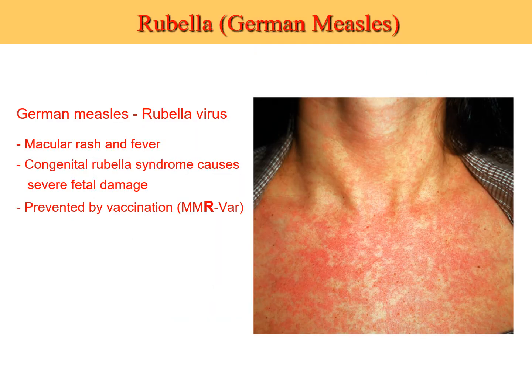German measles, which is the R in MMR vaccine, is called rubella. Measles is also called rubeola, but German measles is called rubella. It also causes a macular rash, quite similar in appearance to measles. It can also cause a fever. It can cause severe damage to a fetus. If a pregnant woman gets it, it can be terrible damage to the fetus. I believe it causes abnormal neurological development.